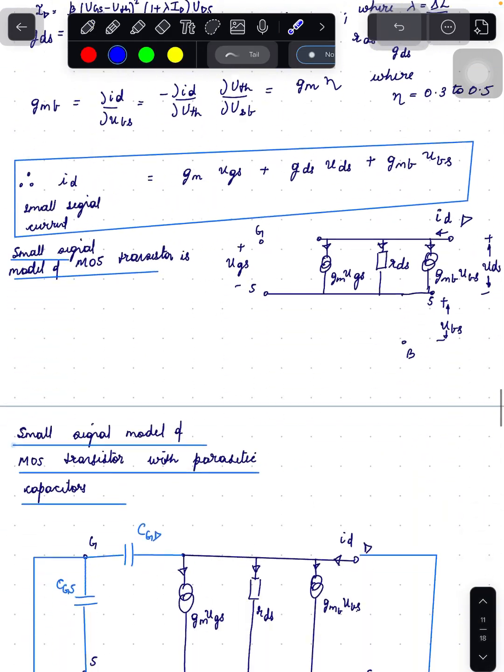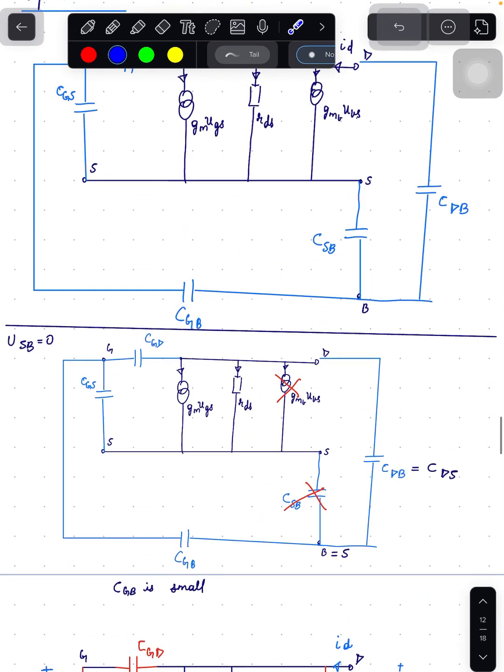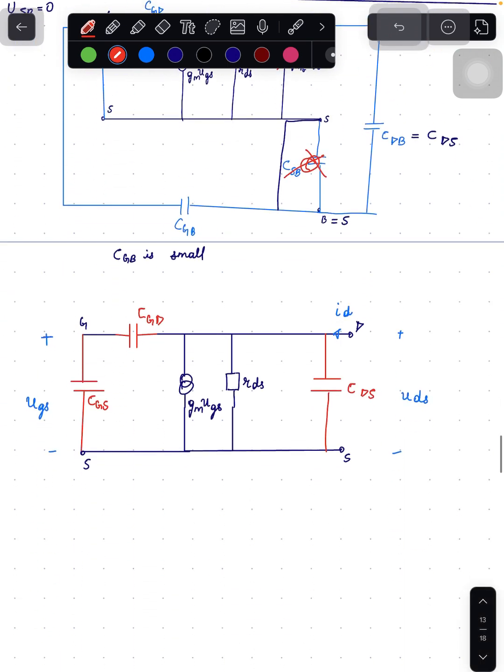So when we short the source to bulk voltage, that is when source is connected to the bulk, the capacitance CSB goes away, the term GMB times UBS goes away, and this results in the equivalent small signal model shown below, that is, we have gate to source capacitance, gate to drain capacitance, drain to source capacitance, and here the source and bulk is shorted, written as S comma B, and the drain current ID is the sum of GM times UGS plus GDS times UDS.